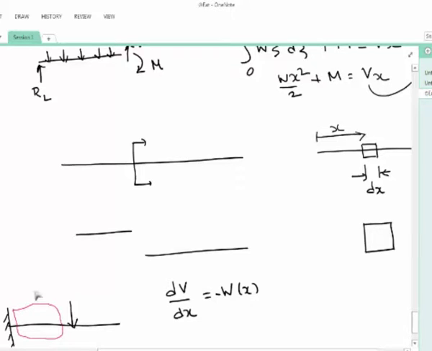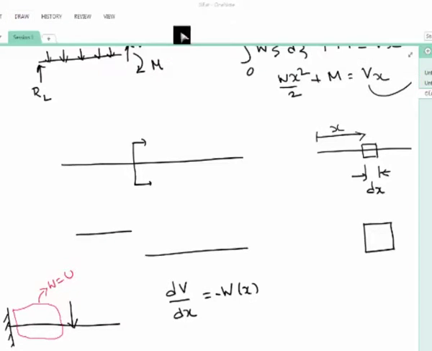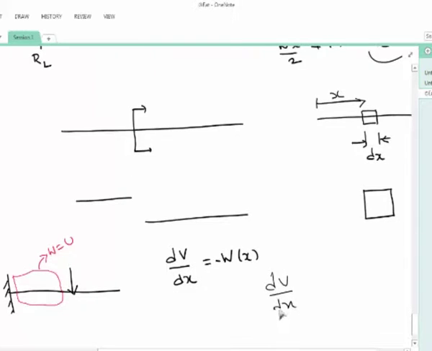In this portion of the beam we have W equal to 0, therefore in this portion of the beam dV by dx has got to be 0. That means the slope is 0, the slope is not changing. If the slope does not change, that means in this portion of the beam, VB minus VA has got to be a constant.